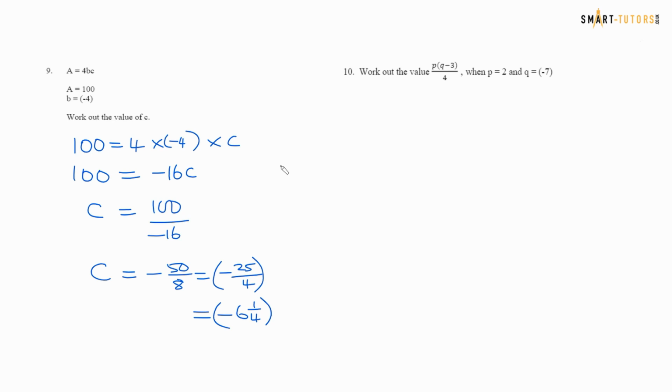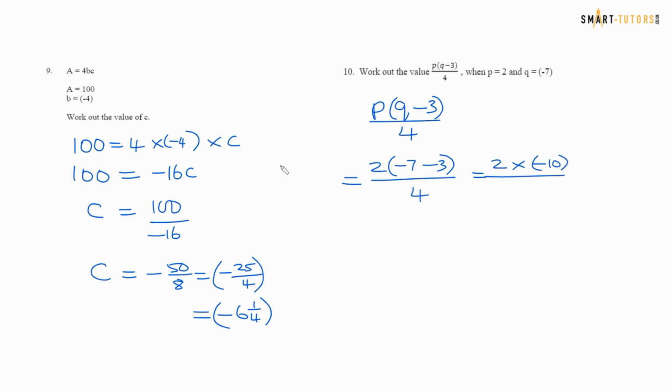Question number 10. Work out the value of p(q minus 3) over 4 when p equals 2 and q equals minus 7. So the expression given is p(q minus 3) over 4. So that is equal to 2 times minus 7 minus 3, which is minus 10, over 4. 2 times 1, 2 times 2. So minus 10 divided by 2, minus 5. That is the final answer for question number 10.